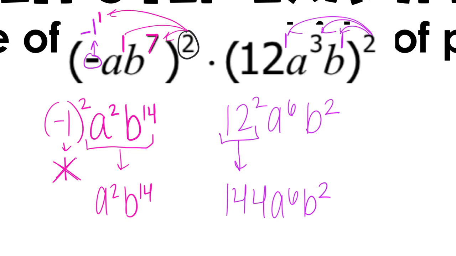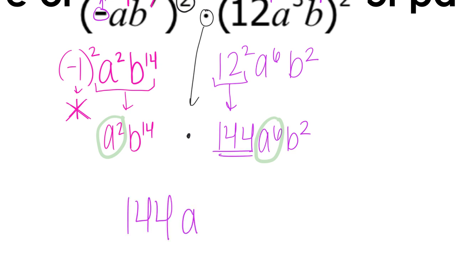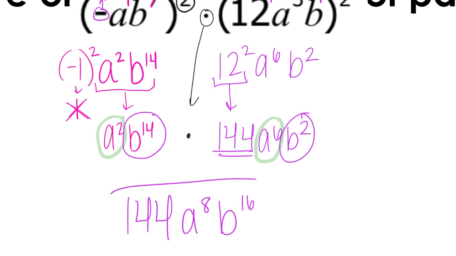All right, and then this dot right here. So remember, we're supposed to take these two and multiply those together. So now this is the product rule. This is where we're going to look at the exponents that match, and we're going to add them together. So that 144, that's just going to come down in front. And then for the a's, we have 8 of those, so a to the 8th. And then for the b's, we have 14 plus 2, so b to the 16th. There we go.